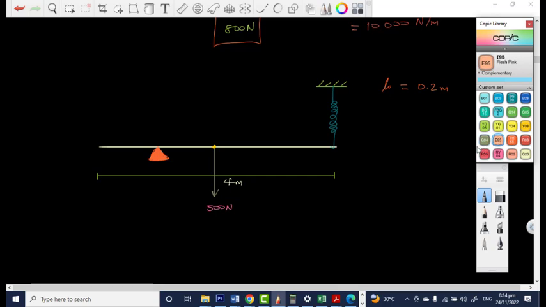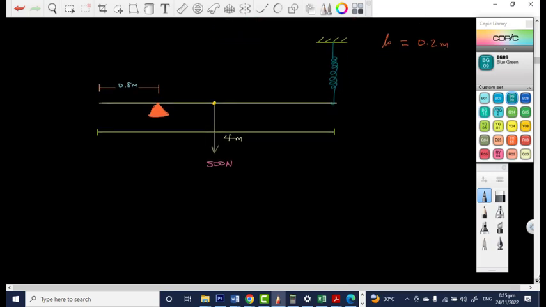Let's say from the end to the pivot is 0.8 meters. As I said, I'm going to go through this question with you. So we have a uniform plank which is 4 meters long. We have the pivot that is 0.8 meters from one end of the plank, and we want to find out the force applied to the spring.